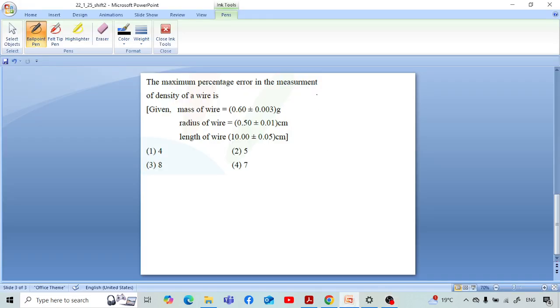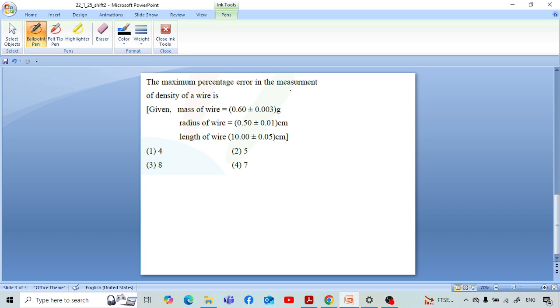Hello students, the question is: the maximum percentage error in the measurement of density of a wire is, and the given options are option 1: 4, option 2: 5, option 3: 8, and option 4: 7. Given that the mass of the wire is 0.60 ± 0.003 gram, radius of wire is 0.50 ± 0.01 centimeters, length of the wire is 10.00 ± 0.05 centimeters.